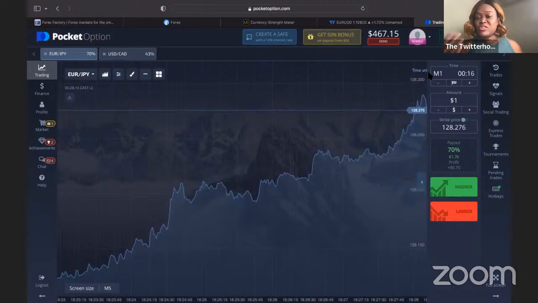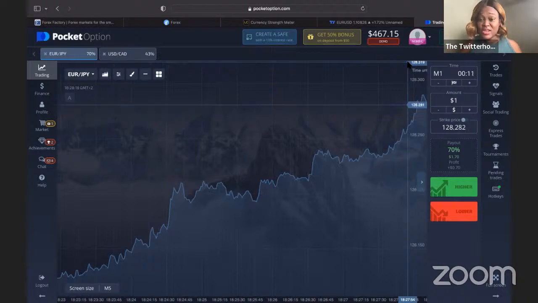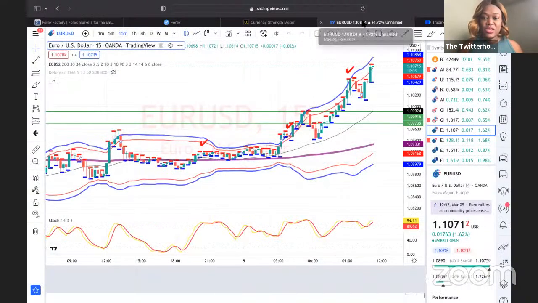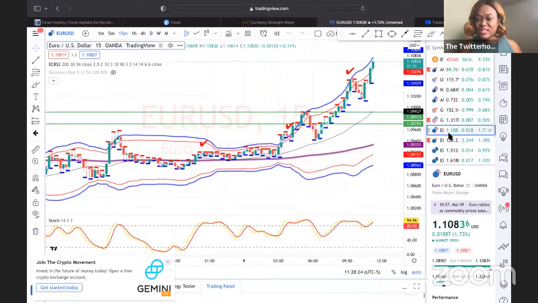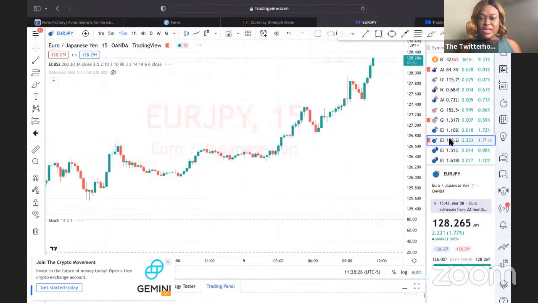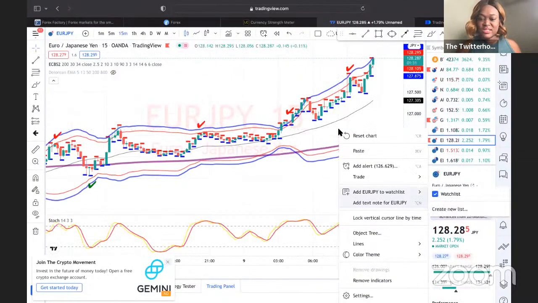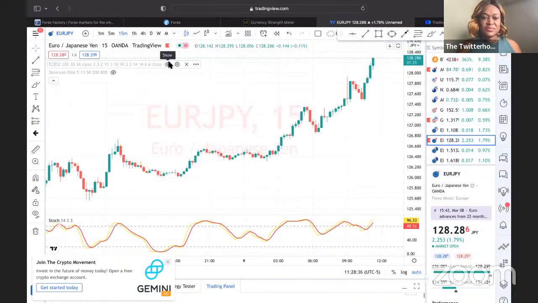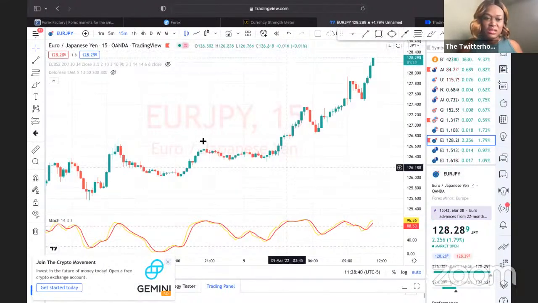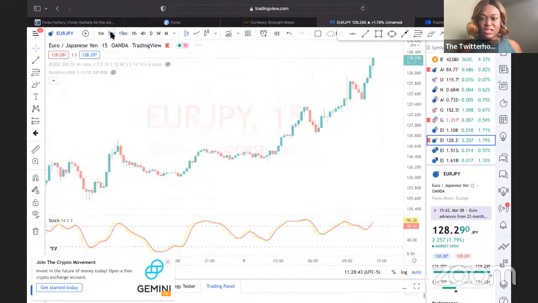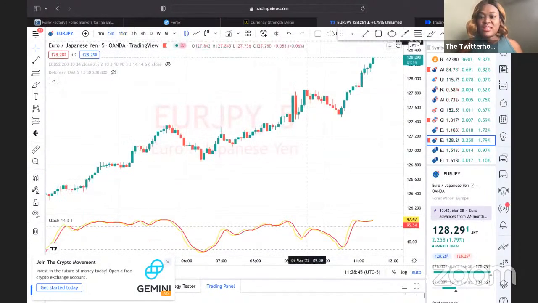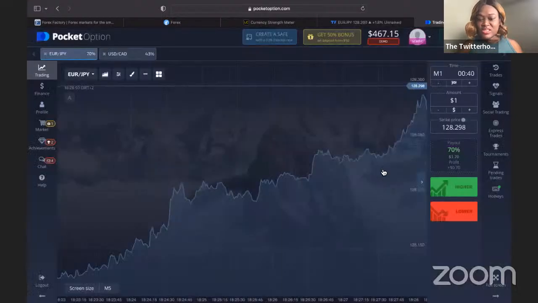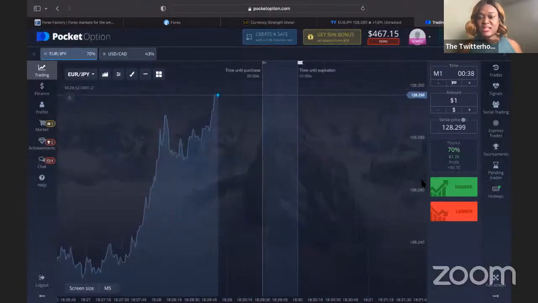So now that I've shown you how you would take a trade, let's actually analyze and see the difference, okay? So we're going to look at Euro JPY. Oh, that's seriously overbought already. All right. This is seriously overbought. Actually, the way this is, I would actually take a sell.